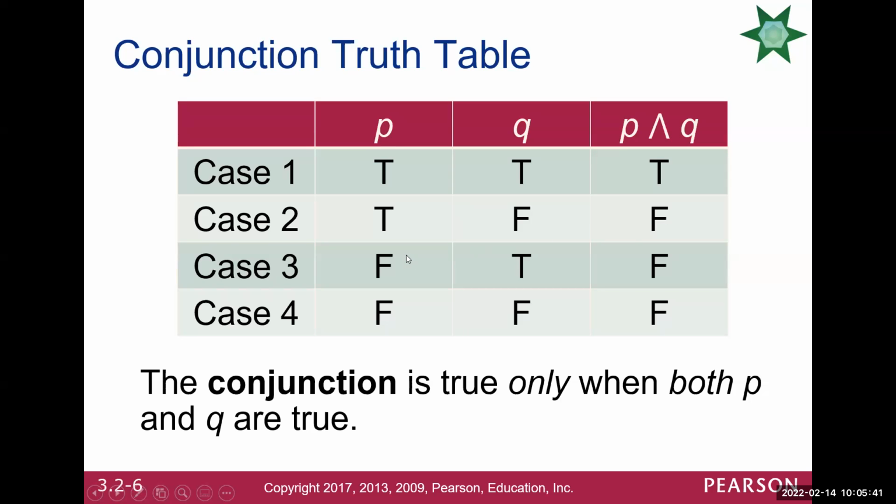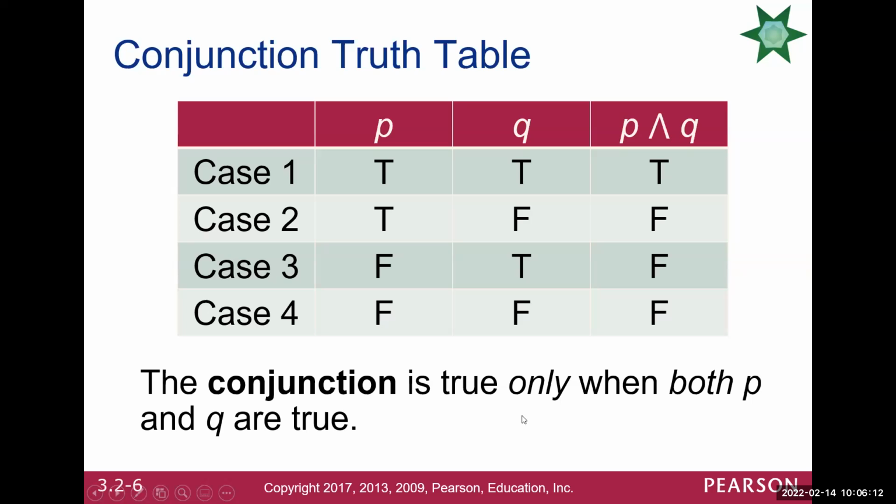And if you notice for case three, you get the same outcome because both P and Q are not true at the same time. Similarly, in case four, both P and Q are not true at the same time. Therefore, the outcome is false. So very, very important here. The conjunction is true only when P and Q are both true.